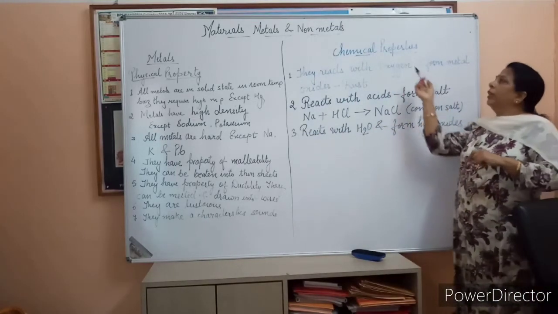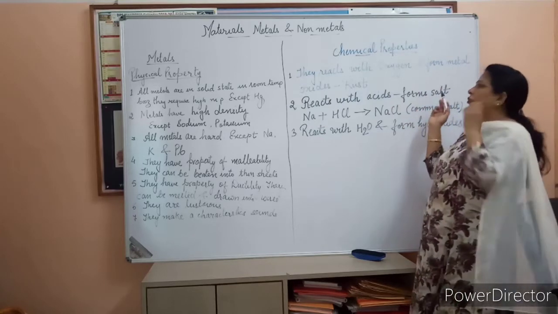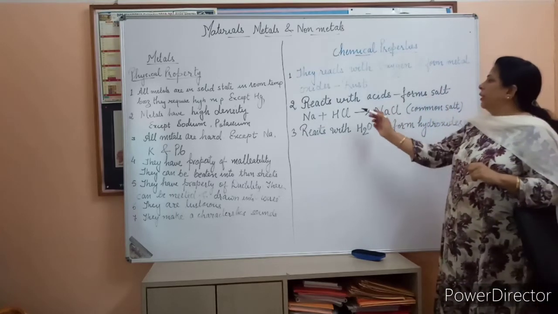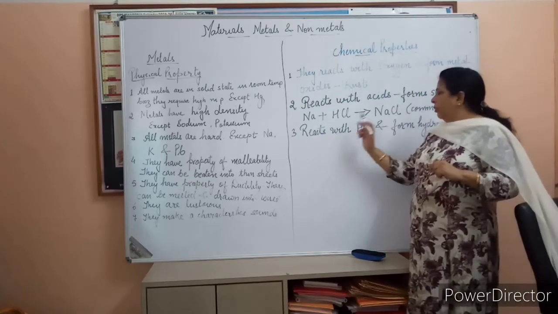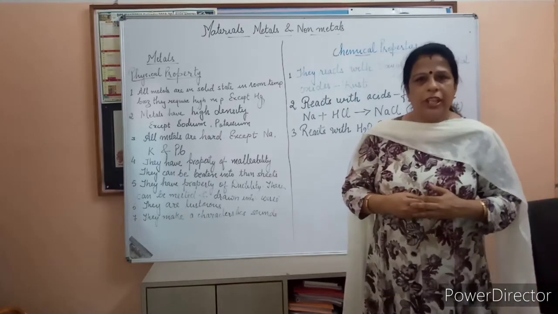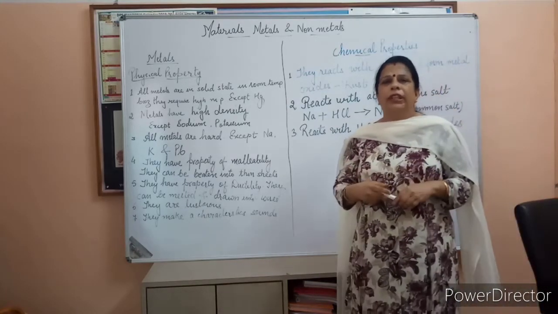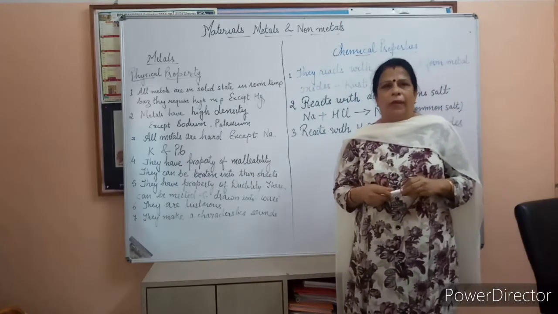Then we come to the chemical properties. All the metals react with oxygen and form oxides. They react with acid and form salts, and react with water and form hydroxide. So this is for today's session. In the next session, we will deal with the physical and chemical properties of non-metals.